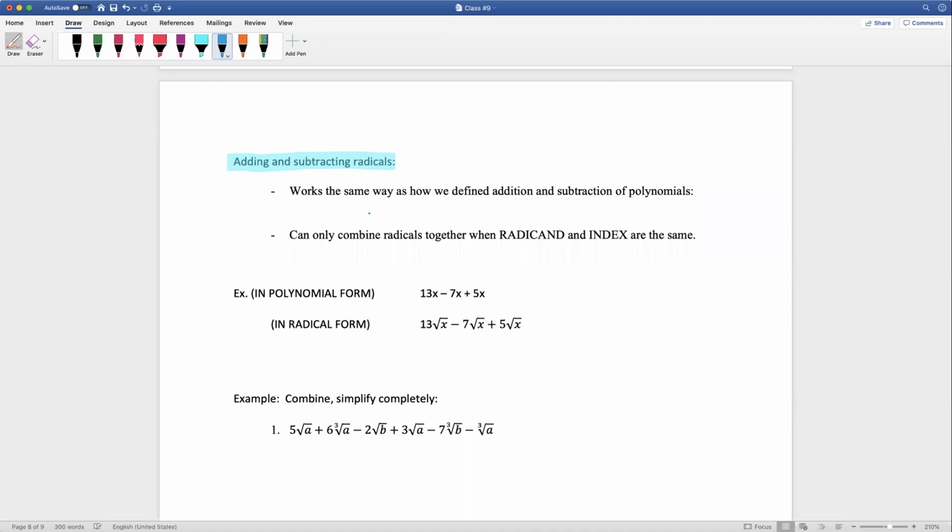So you guys remember in polynomials, we said that to combine polynomial terms together, we had to have like terms. And like terms means we have the same base and we also have the same exponent stuck on that base. Well, how does this relate to radicals? In radical form, instead of saying we have the same base and the same exponents, we say we can combine them together when we have the same radicand and the same index. So assuming that we want to combine a bunch of stuff together and we have the same index and the same radicand, we can combine them.